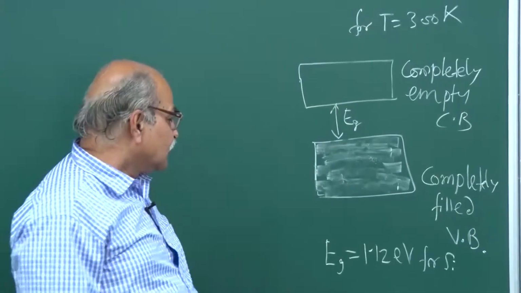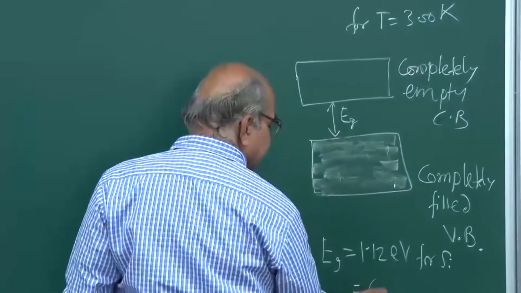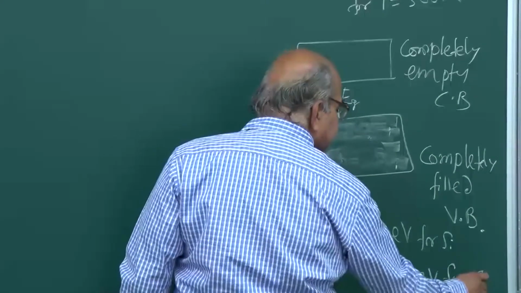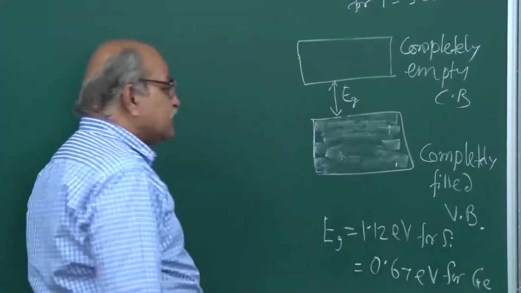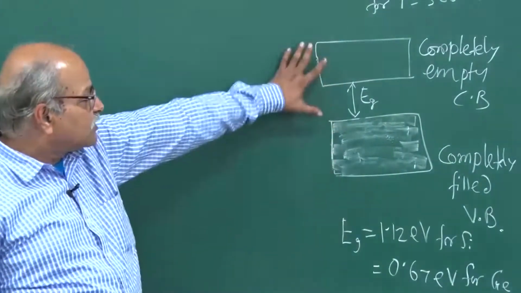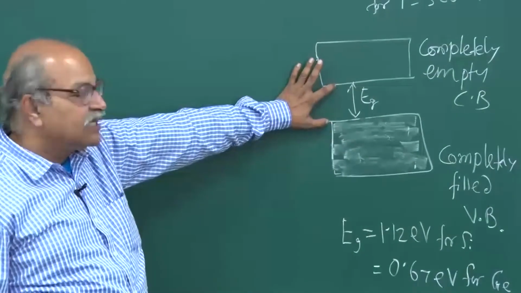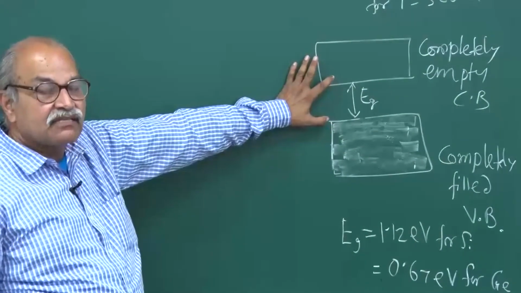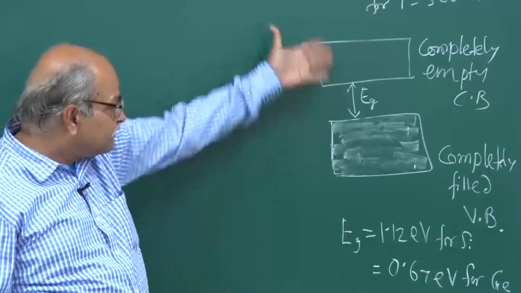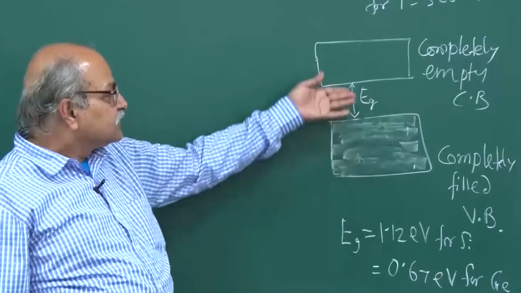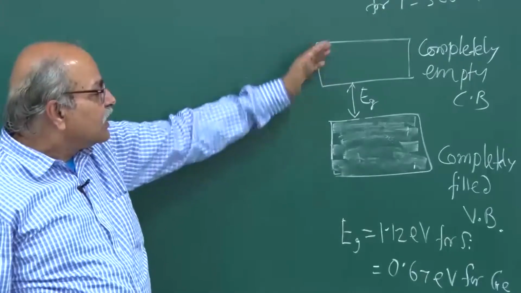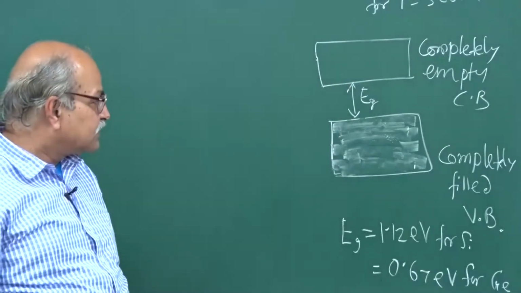For germanium, this will be something like 0.67 eV or so. Other semiconductors will have their own gap. For insulators, the structure remains the same, only this gap is very large, say 3, 4, 5, 6 electron volts, and for conductors you do not have this structure. There the conduction band is not completely empty at low temperature also, and so we talked about all these things.